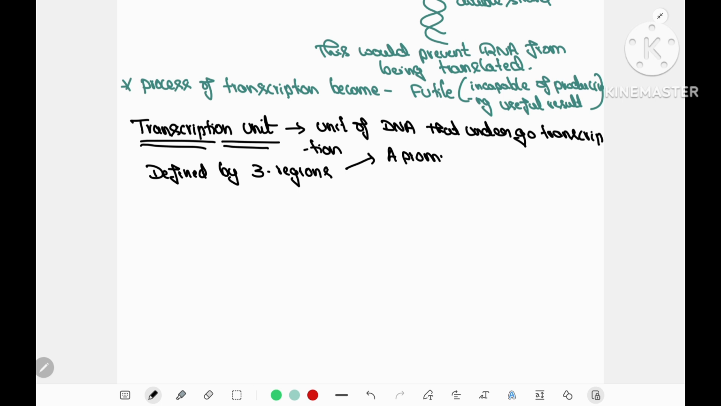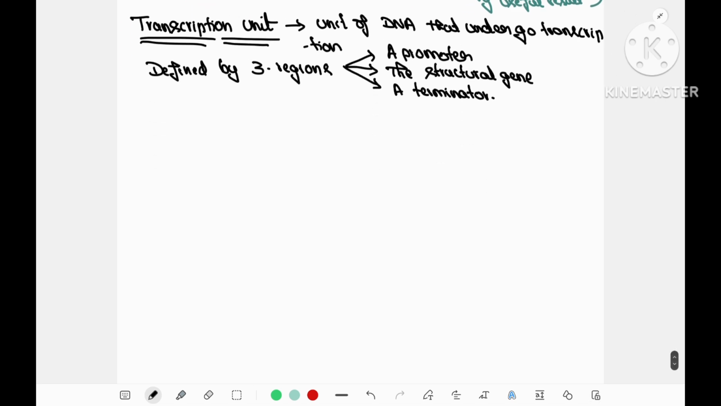Now the next question that will arise is, what are all the components of a transcription unit? What must be present in DNA to call it a transcription unit? To call any segment of DNA a transcription unit, it should possess three regions in it. They are a promoter sequence, the structural genes, and a terminator sequence.